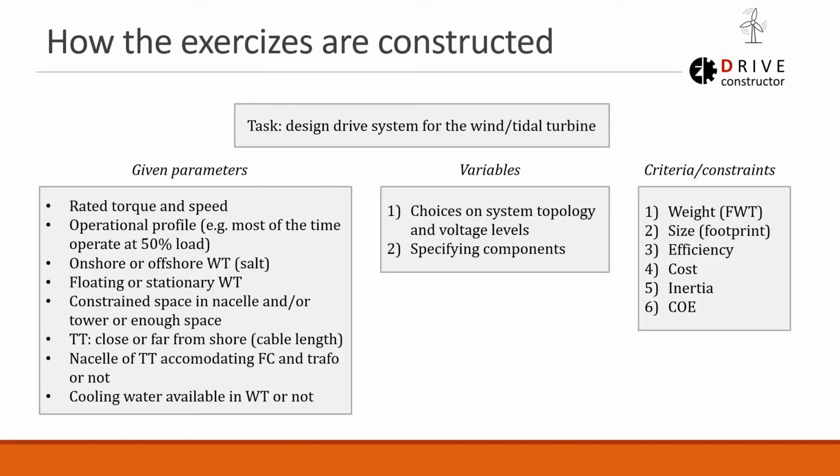And a few words about how the exercises are made. In each exercise there is a task, so what to do, what kind of system to design, and there will be parameters, things that are fixed, that are given, and there will be variables, things that you can vary, that you can try out, and there will be some constraints or some criteria.